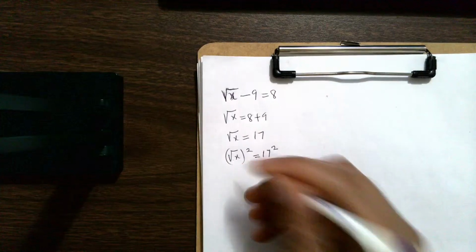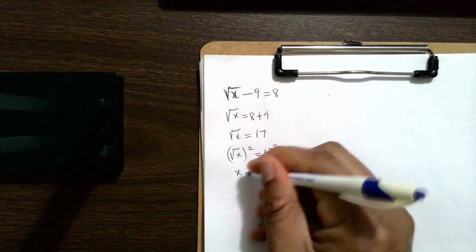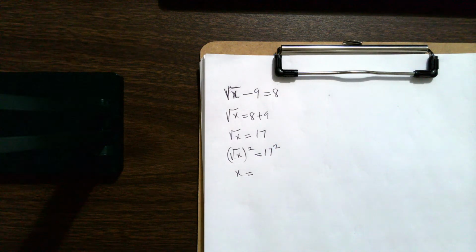Of course, the square of a square root of a term is the term, just like the cube of the cube root of a term is the term. Similarly, the square root of the square of a term is the term. So that's the way it works. The square of the square root of x is just x, and 17 squared is 289.